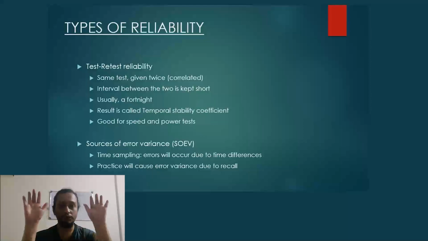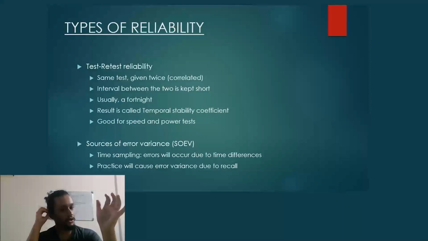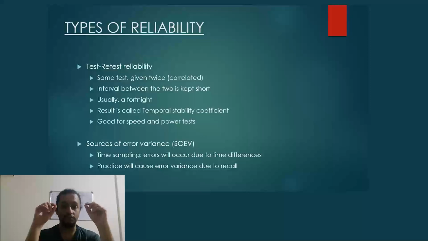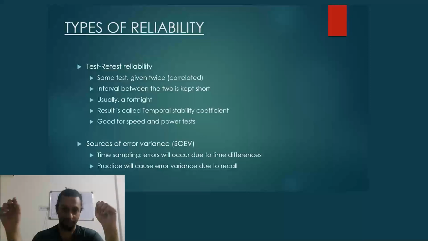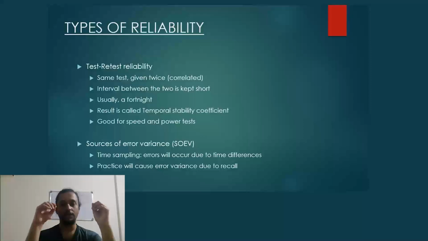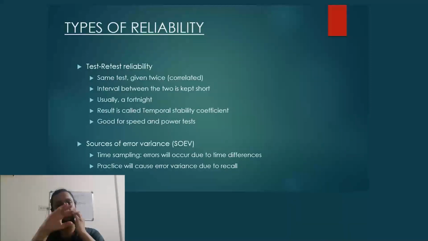Usually the interval between the two time points is 15 days. The result that you find is known as the temporal stability coefficient. Very important, mark this up, okay? TSC. In test retest reliability, that is TRR, you get the temporal stability coefficient as the correlation name, right? It's good for both speed based tests and power based tests. We'll come to what speed and power based tests are at a different point in time, but remember that it's good for both, right?